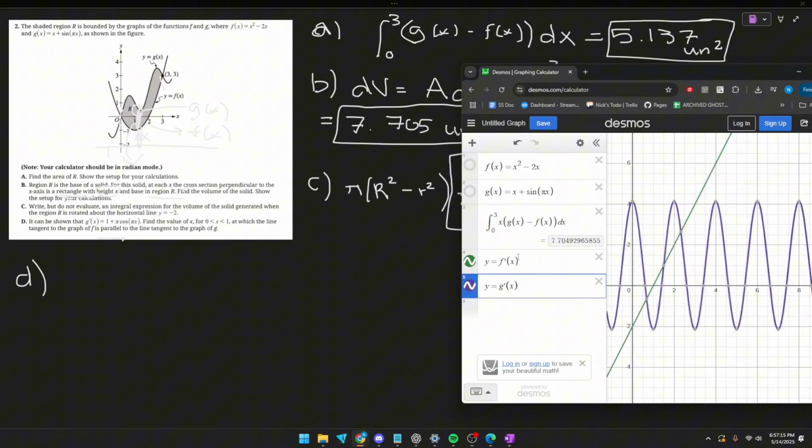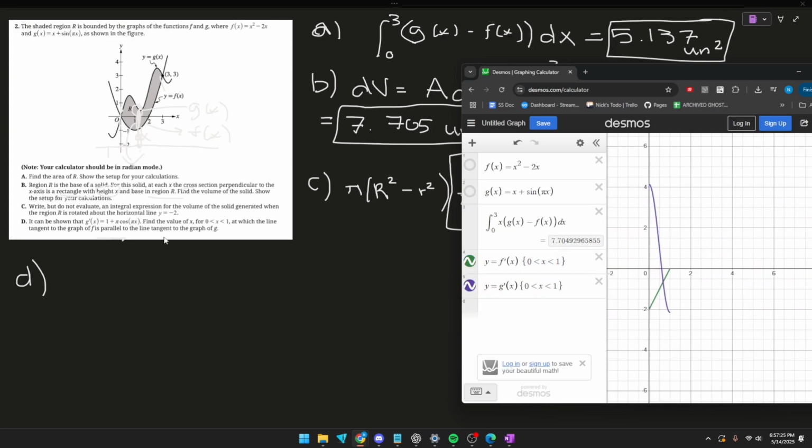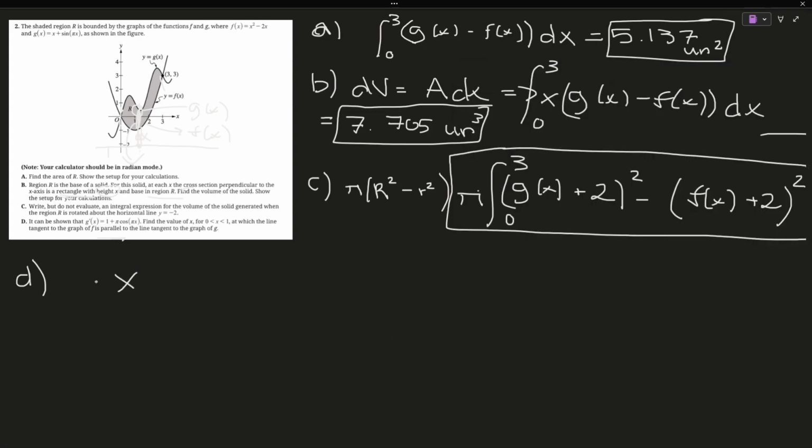We can hide the other graphs for now. And it says that the value is between 0 and 1. So 0 is less than x, which is less than 1. And then we're just going to copy the same thing down here. And it's asking whenever these values are the same. So we can see that the values are the same at x is equal to 0.67582. So part D, the answer is x is equal to 0.676.